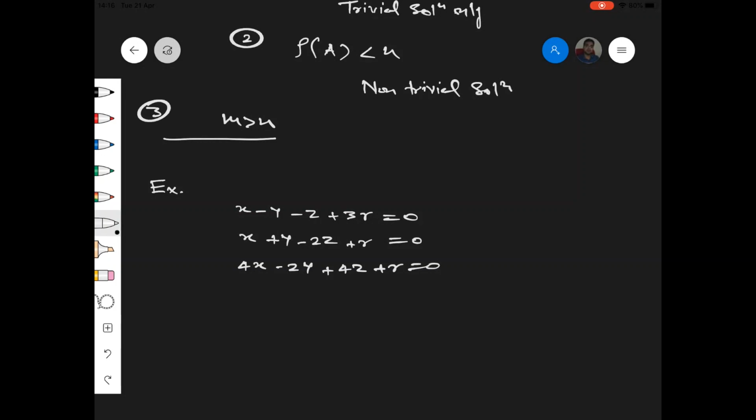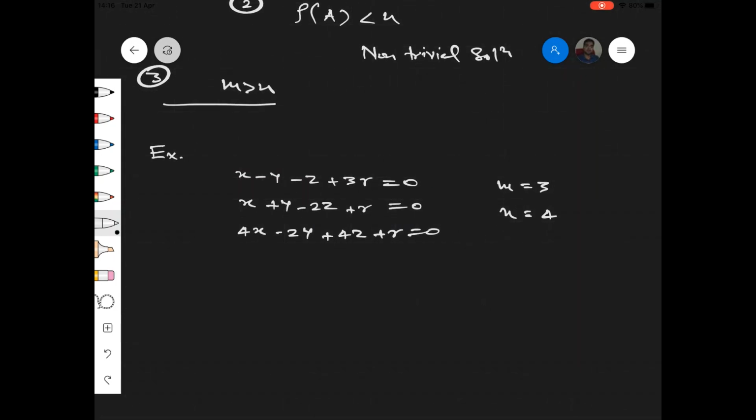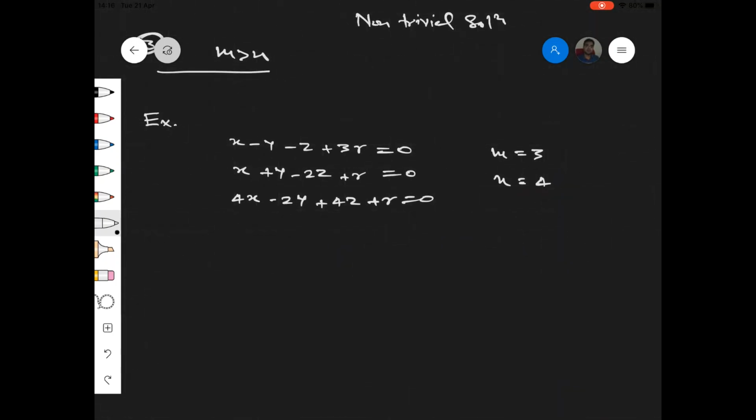It has 4 variables x, y, z and r, and there are 3 equations. So clearly here m is 3 and n is 4. So definitely it is going to have a non-trivial solution. So that solution we need to check because its rank is going to be less than n, the rank of the coefficient matrix. So to get that non-trivial solution, we'll follow the procedure of row reduced echelon form.